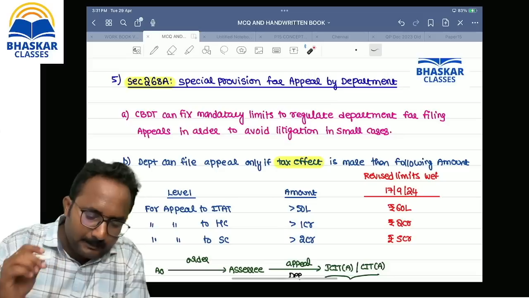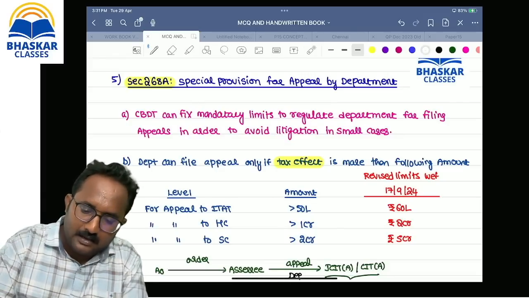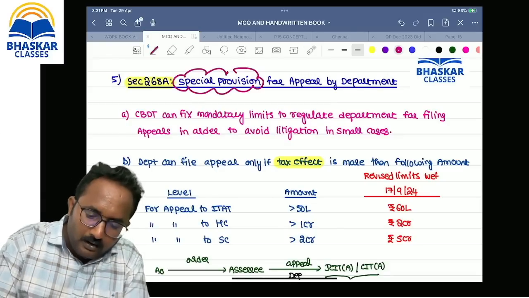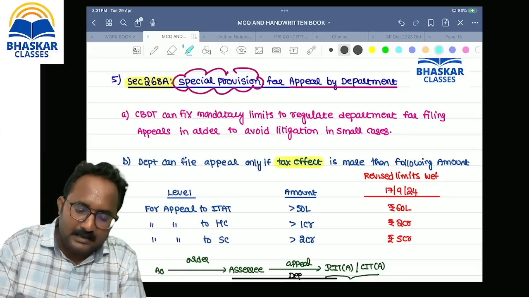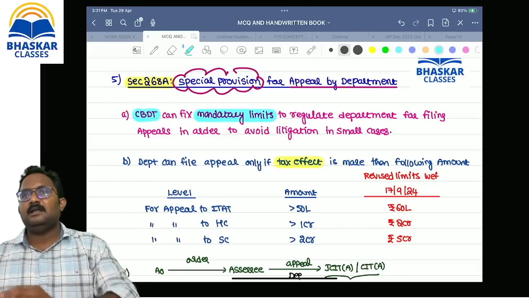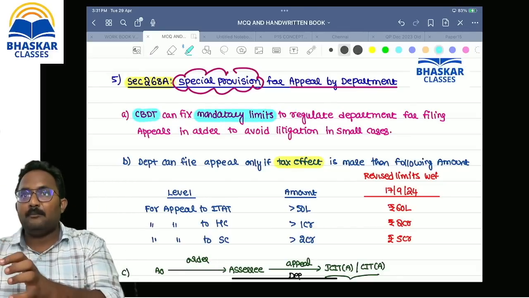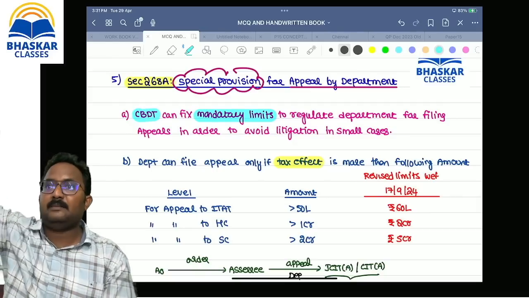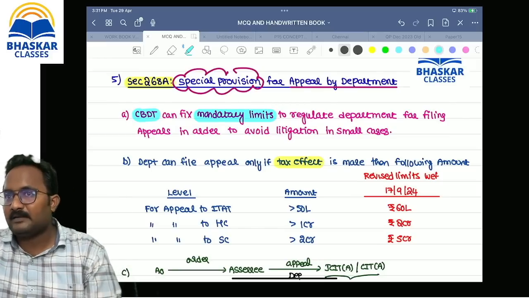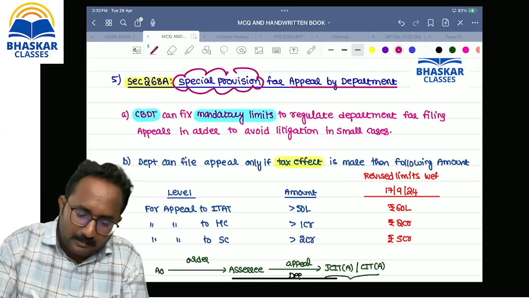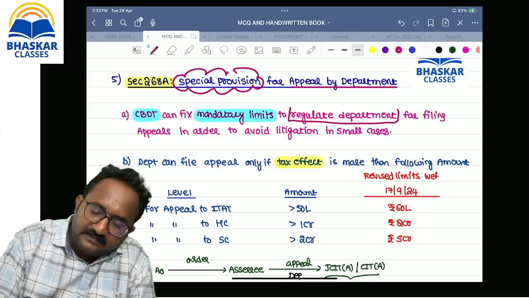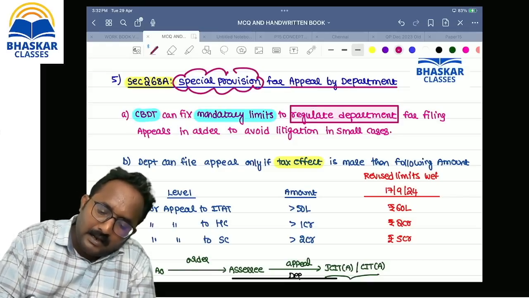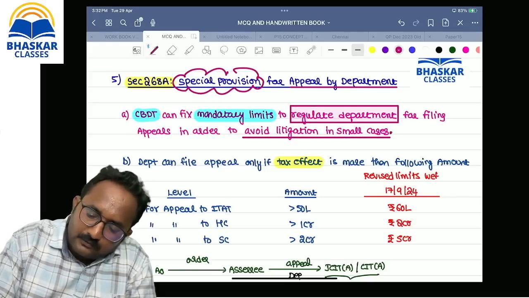So now we can start the provision, section 268A. What is that, ma? Special provision for appeal by the department. So now who is fixing some limits, ma? CBDT. CBDT has given some monetary limits. If the amount involved in this order is more than that monetary limit, then only the department can make an appeal. Otherwise, they need to maintain silence. So remember, CBDT is fixing mandatory limits to regulate the department for making an appeal, in order to avoid litigation in small cases.